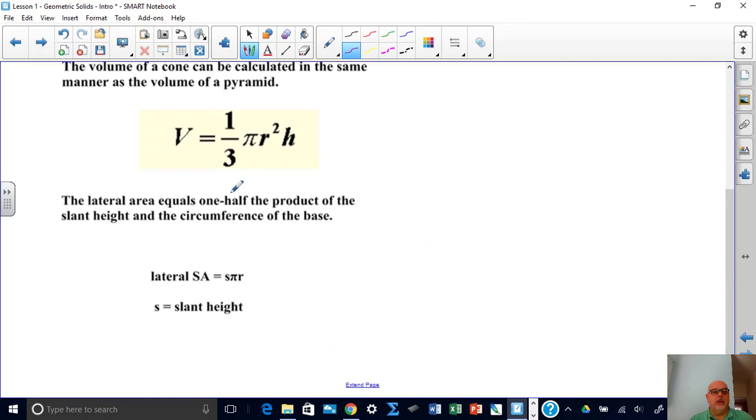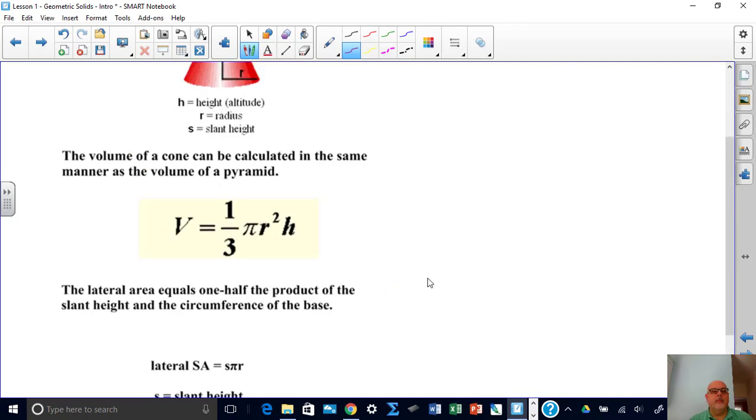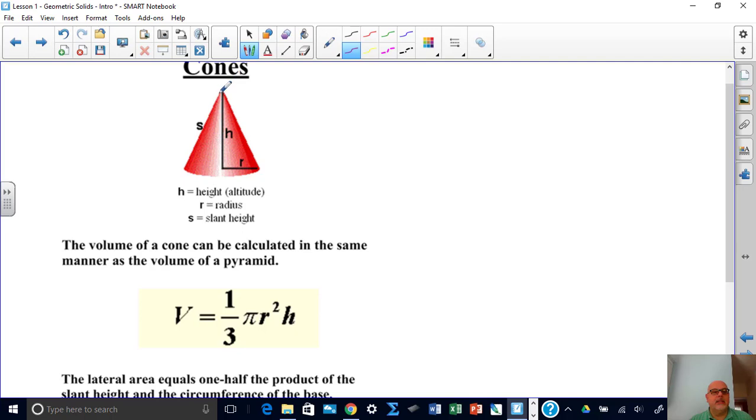So the lateral area is equal to 1/2 the product of the slant height and the circumference of the base. So the lateral area is the slant height times pi times radius. Okay? S, you have to remember in this case, is the slant height. It's this right here. Okay?